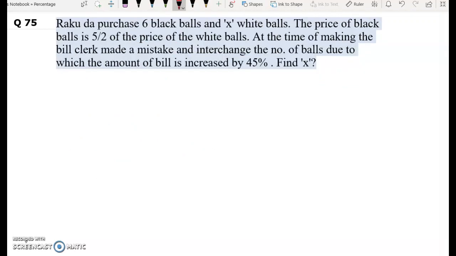Question number 75. Rakuda purchased 6 black balls and X white balls. The price of a black ball is 5 by 2 of the price of the white balls. At the time of making the bill, the clerk made a mistake and interchanged the number of balls, due to which the amount of the bill is increased by 45%. Find X. So in this question, Rakuda purchased black balls and white balls.